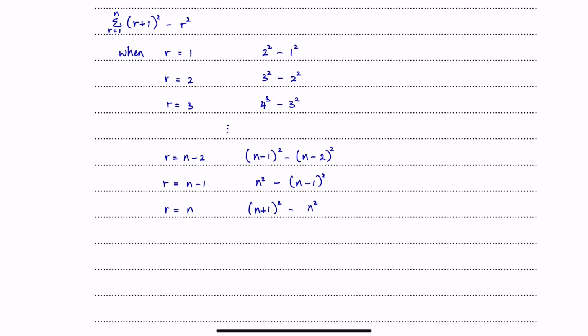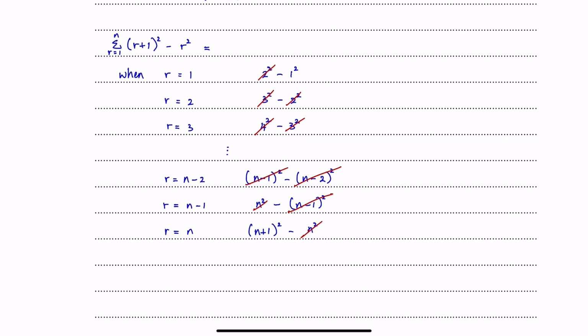So we can see that 2 squared and minus 2 squared can be cancelled off. 3 squared and minus 3 squared, and so on and so forth. Oh sorry, this is 4 squared. So 4 squared and the other 4 squared here will be cancelled off. So this will also be cancelled off. This and this, this and this. So now what we have left is n plus 1 squared minus 1 squared. So we only have this and this left.